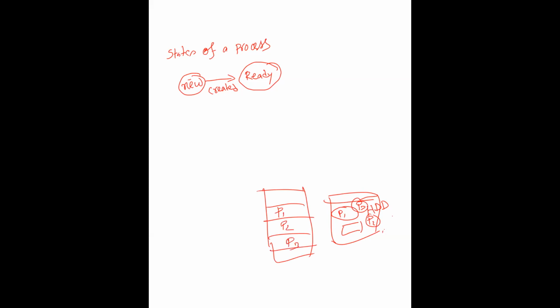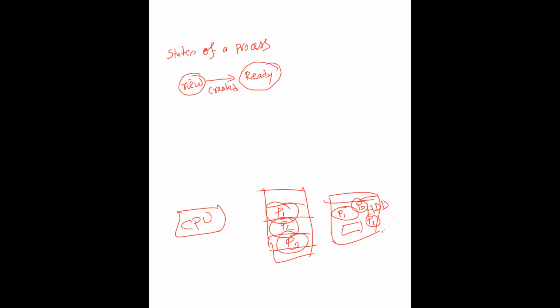These three programs are now currently scheduled by your operating system for the CPU for execution. So all these processes are now in the ready state. They are ready to execute. This is known as the ready state of a process.